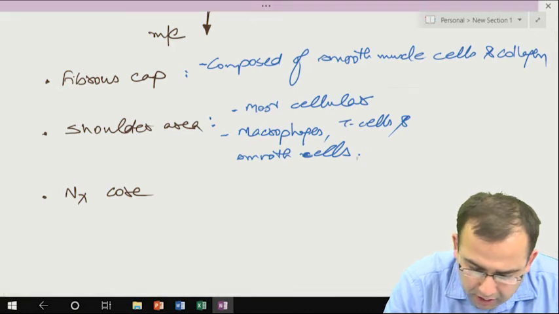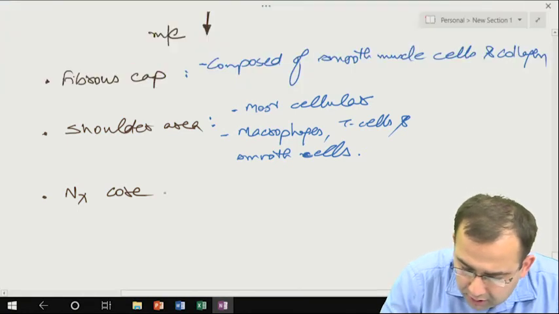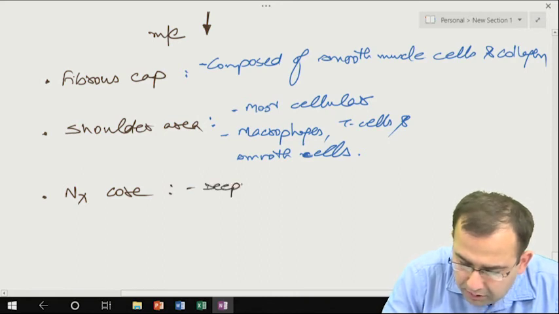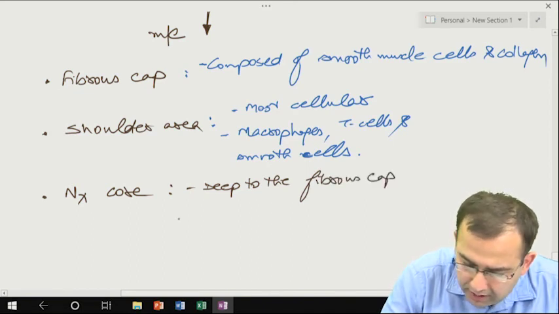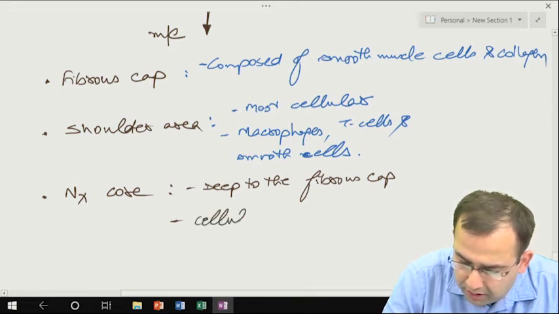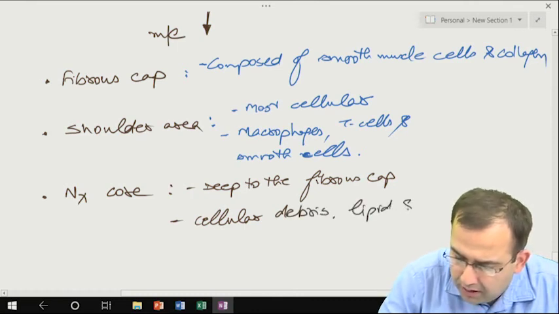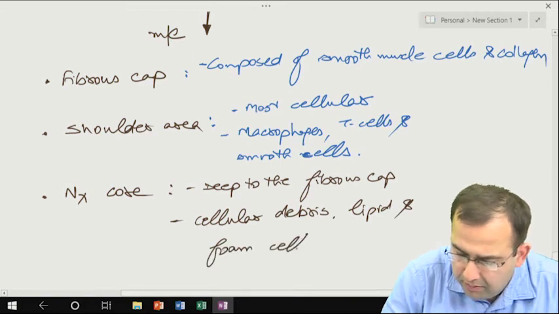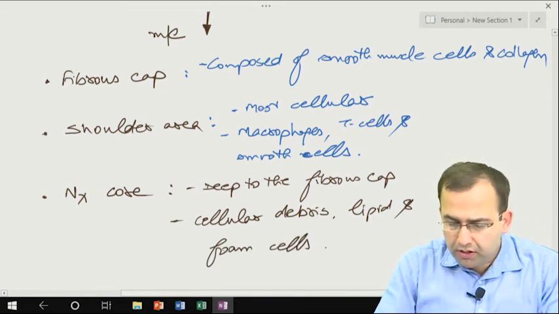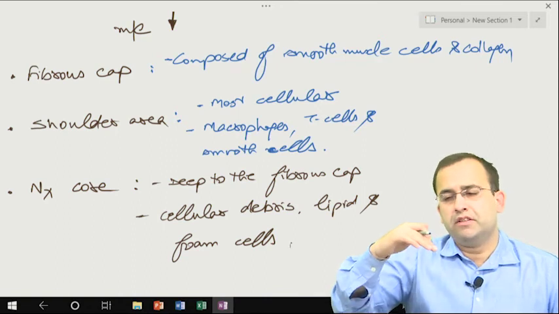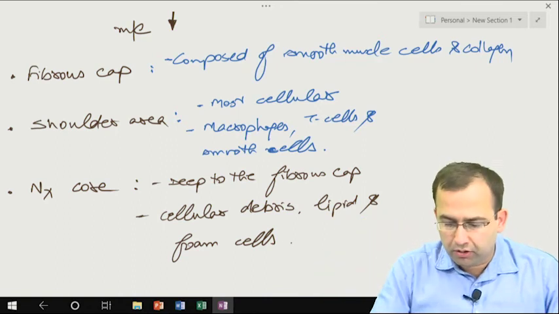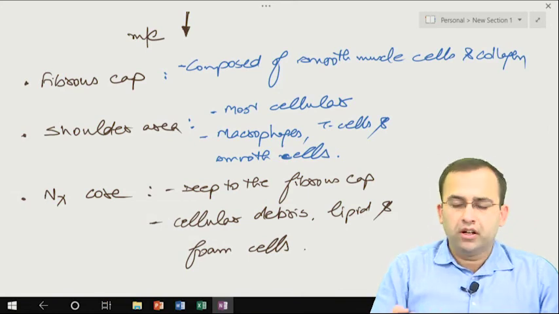Last is the necrotic core, which is obviously deep to the fibrous cap and contains cellular debris, lipid and foam cells. Once you see the microscopy of atherosclerosis, you will never forget the areas: the fibrous cap, shoulder and the necrotic core. This is the microscopy of an atherosclerotic plaque.